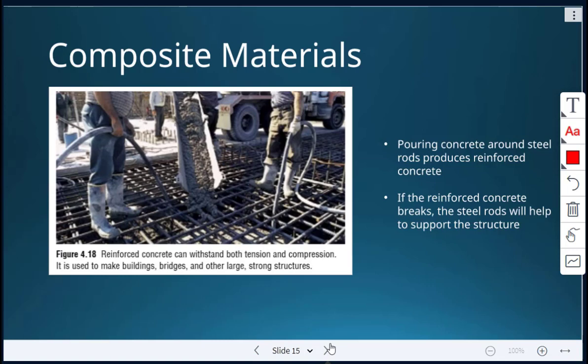Another example is called reinforced concrete. Therefore, it can withstand both the tension and compression. Reinforced concrete is used to make buildings, bridges, and other large, strong structures. Basically, the concrete is poured around steel rods, and that produces reinforced concrete. If the reinforced concrete breaks, the steel rods are still there to help support the structure.